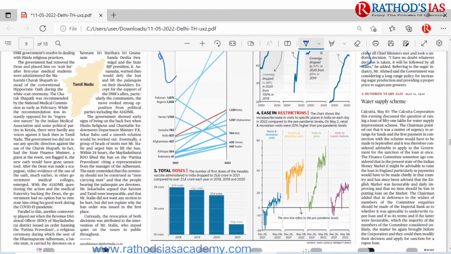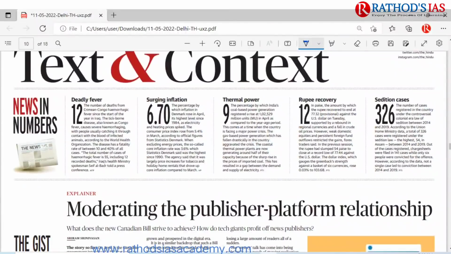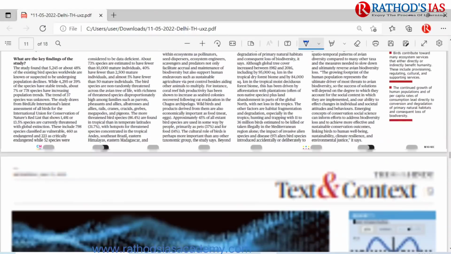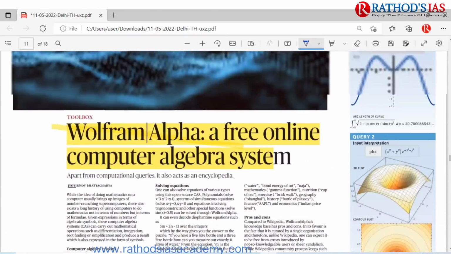And you can talk about what are the important causes for measles transmission. And you can talk about signs, symptoms here, treatment also. So in these areas you need to focus. And if you see in this Text and Context, I discussed this global study on birds. And you can also refer to this algebra system.